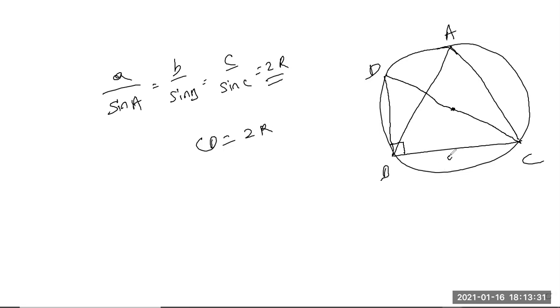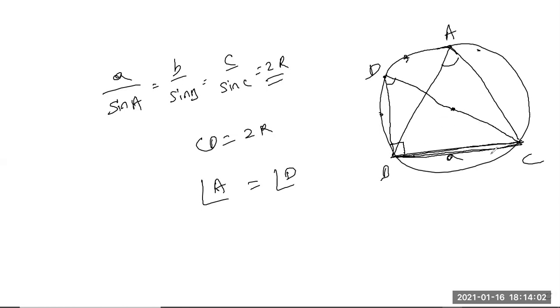Yes, sir. And this length BC is common for both the triangles. In a circle there is a rule: if there is a common chord, then the angles subtended by the common chord at any point on the circle, this point or this point, are the same. That means angle A is equal to angle D, right? That is the property of the circle, for any circle with a common chord.